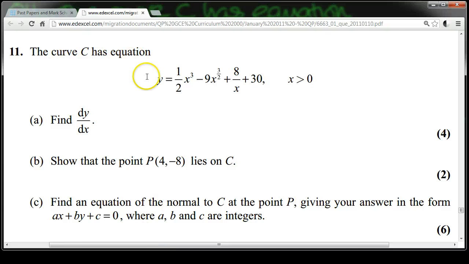The curve C has equation y equals a half x cubed minus 9x to the power 3 over 2 plus 8 over x plus 30 for x greater than 0. Find dy/dx. Show that the point P (4, -8) lies on C. Find an equation of the normal to C at the point P, giving your answer in the form ax plus by plus c equals 0, where a, b and c are integers.